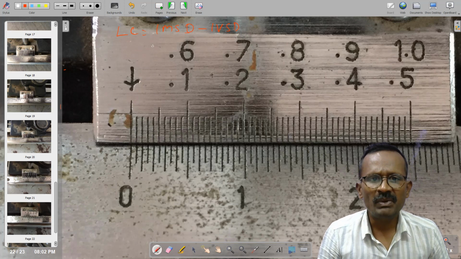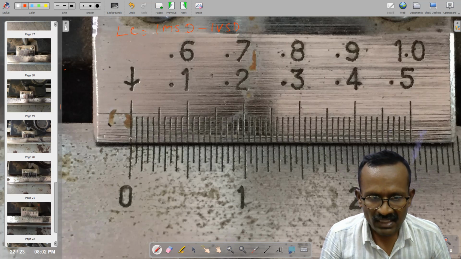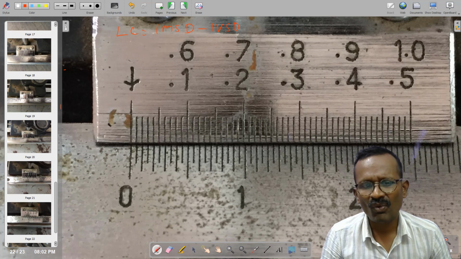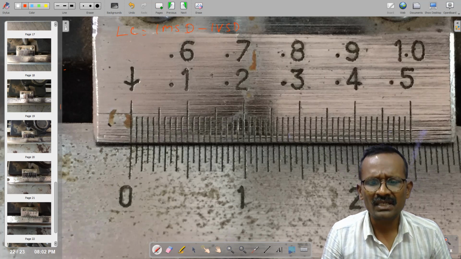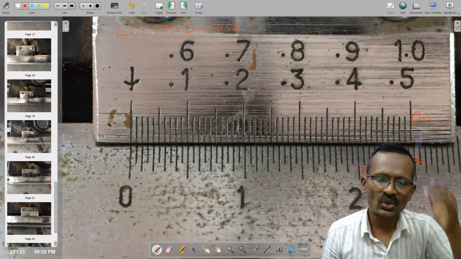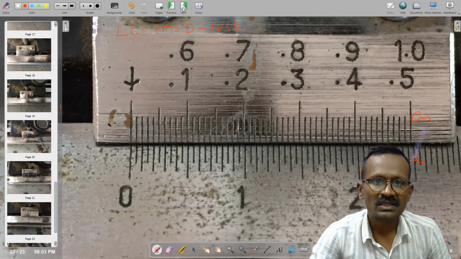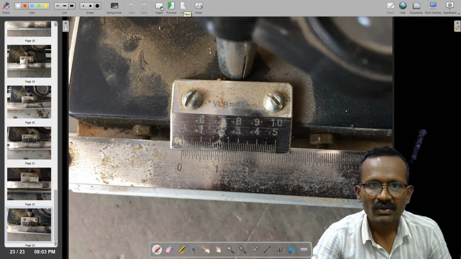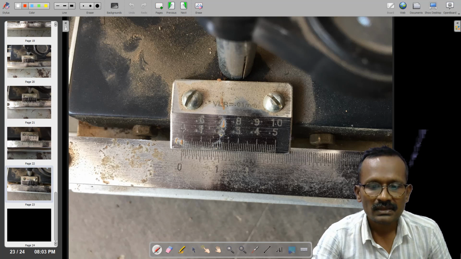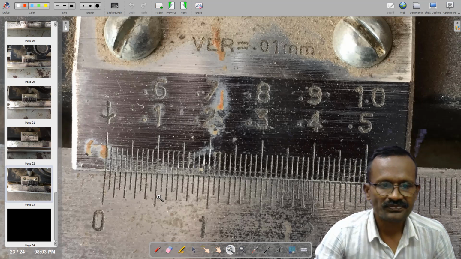Again, I tell you what the meaning of least count is: you have to subtract this value from this value. We know this is 0.05. What about this one? Nothing is printed here. So what should we do? No, this is not the right picture. Anyway, we'll try to understand.